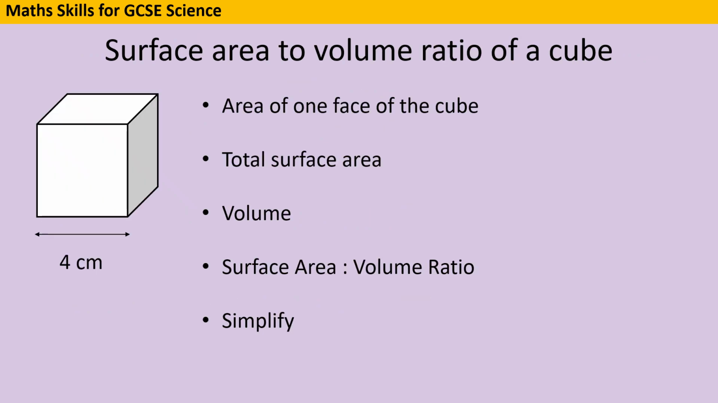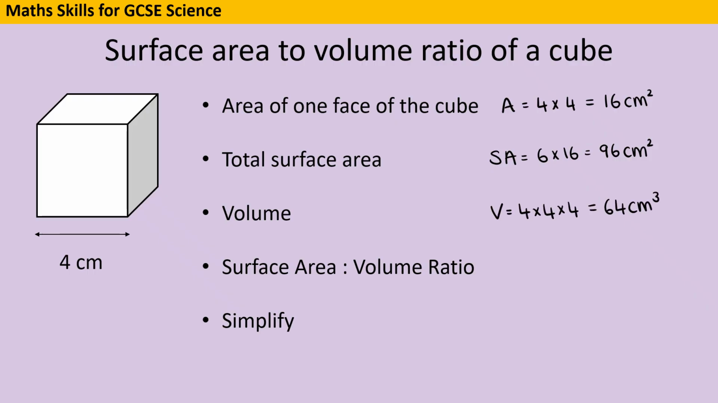Now let's look at how we can put these parts together in order to work out a simplified surface area to volume ratio. We start off with the area of a single side of the cube. So here our side length is 4, which means that our area is 4 times 4, which is 16. The cube has got 6 sides, so the total surface area is going to be 96 centimetres squared. Then for the volume, we're doing that side length 4 multiplied by itself and multiplied by itself again. So that gives us a total of 64 centimetres cubed.